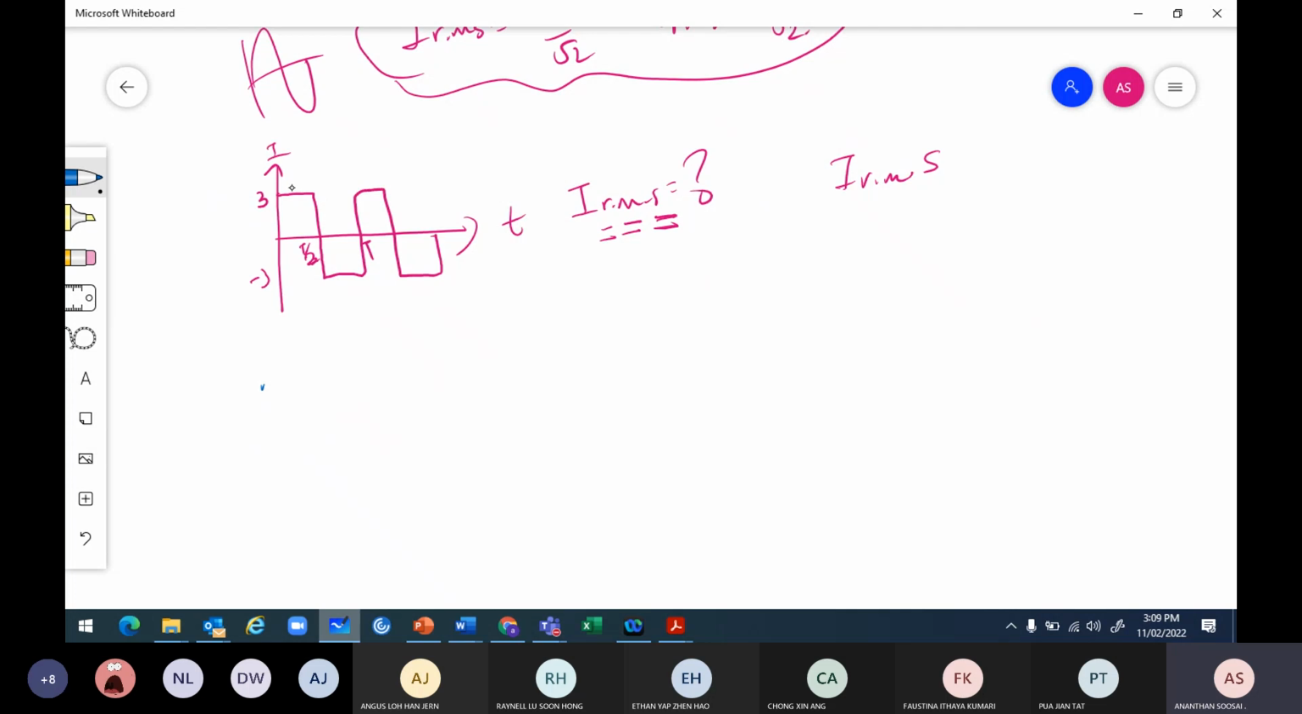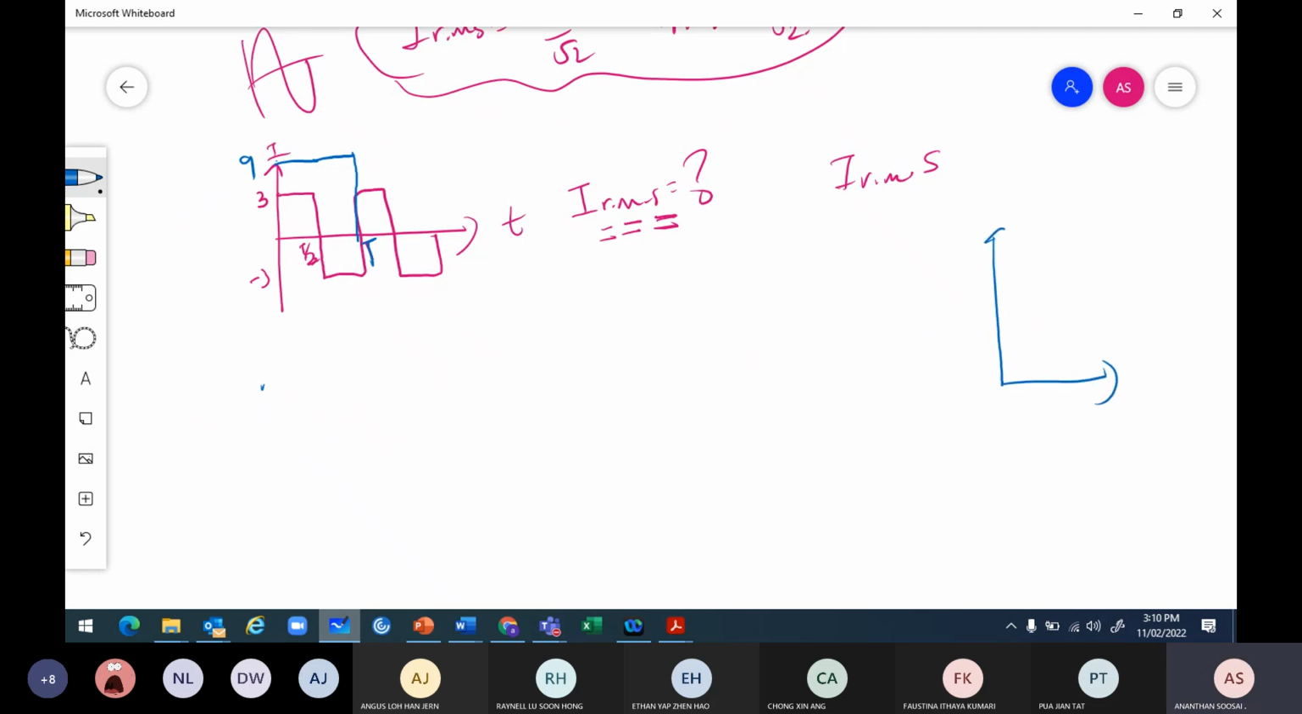When you square the graph, how is the graph going to change? 3 becomes 3 squared, which becomes 9, right? And the negative 3 also becomes 9. We just focus within a period, just one period. So, square the graph.